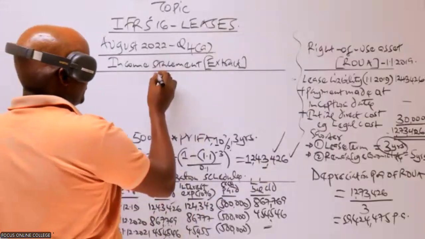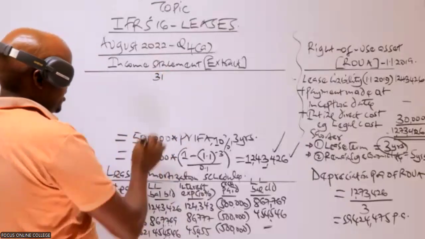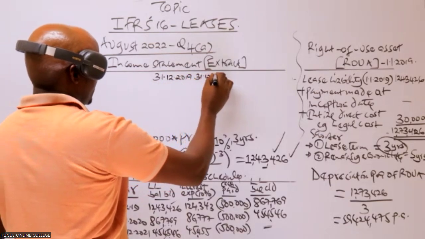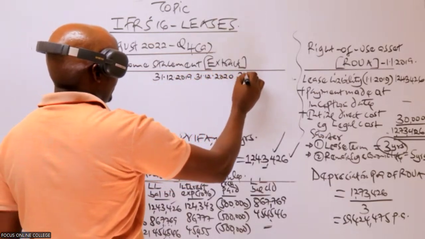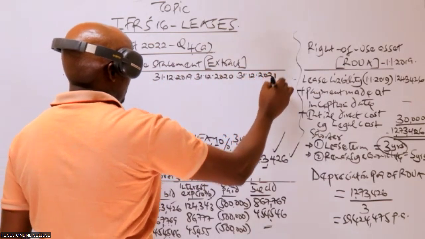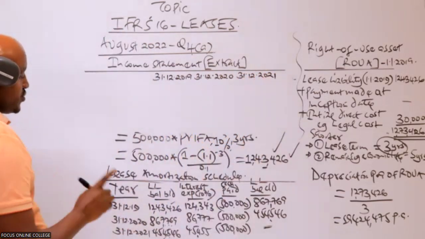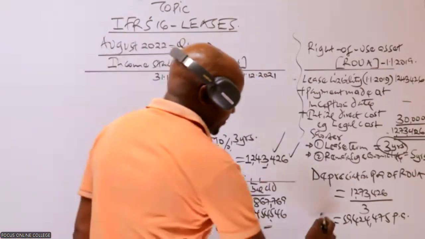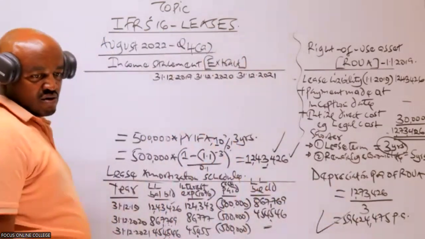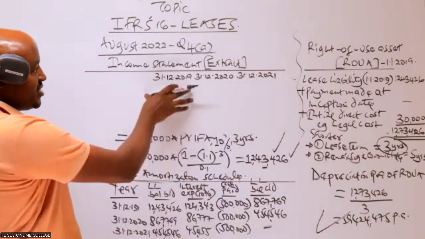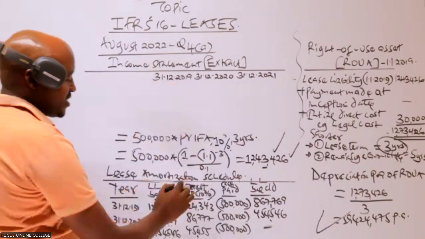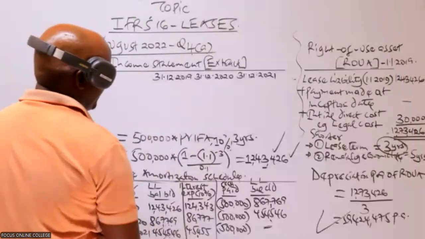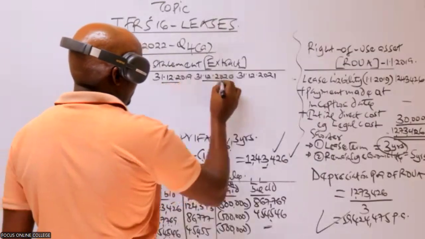And actually, we prepared this for 3 years. The first year ended 31st December 2019, the other year 31st of December 2020, and the other year 31st of December 2021. Now, this company was supposed to recognize 2 items of expenses. Which are those 2 items? The first one is the depreciation for the right of use asset, which should be recognized in the income statement as an expense. And number 2, this interest should also be recognized here as an expense.